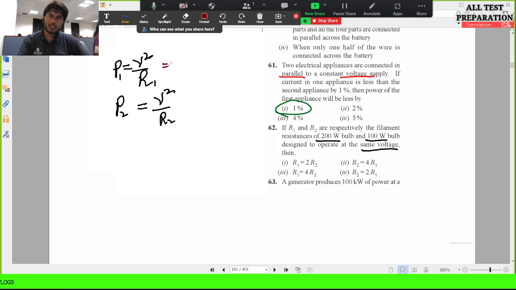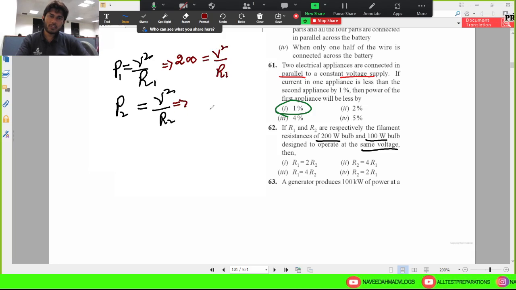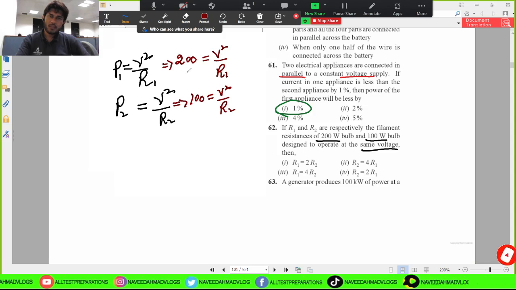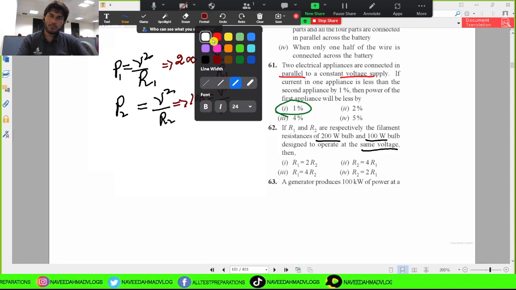In this case I am going to substitute this value, 200 watt, which will be equal to V square divided by R1. Now for the second case, I will also substitute this power value, 100 watt, which will be equal to V square divided by R2. Over here you will substitute the value of V square.